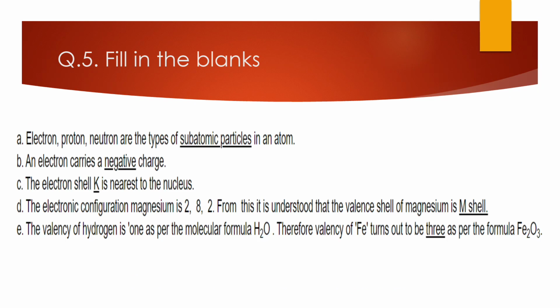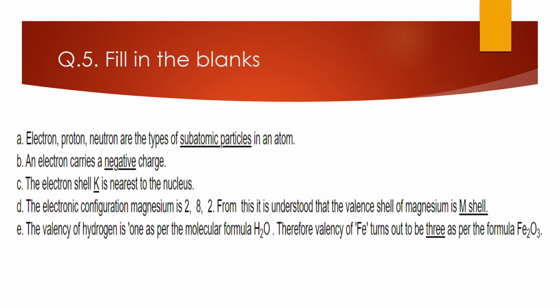From this we can understand that the valence shell of magnesium is the M shell. The valency of hydrogen is 1 as per the molecular formula H2O. Therefore, the valency of Fe turns out to be dash as per the formula Fe2O3. If you look here at H2O, next to H the subscript is 2, and next to O nothing is written. It means 1, and hence the valency is 1.